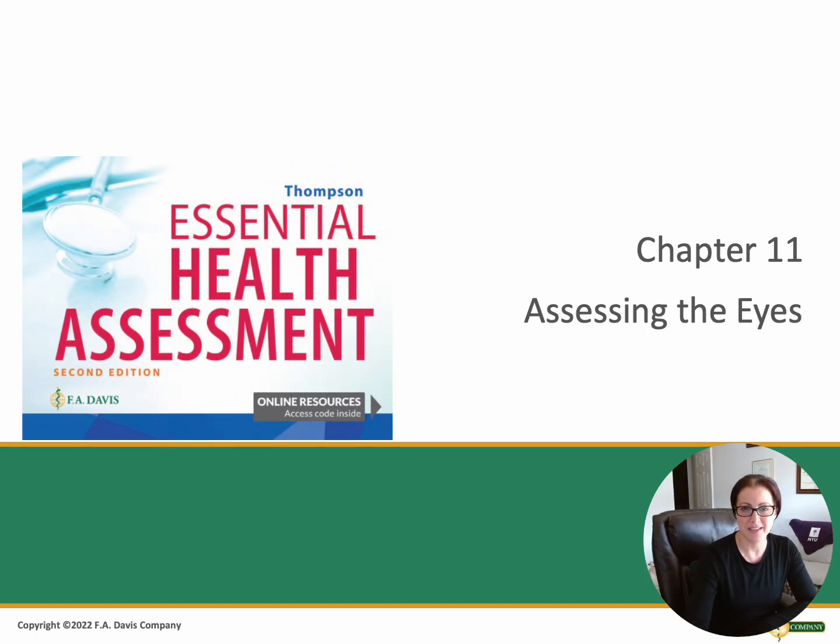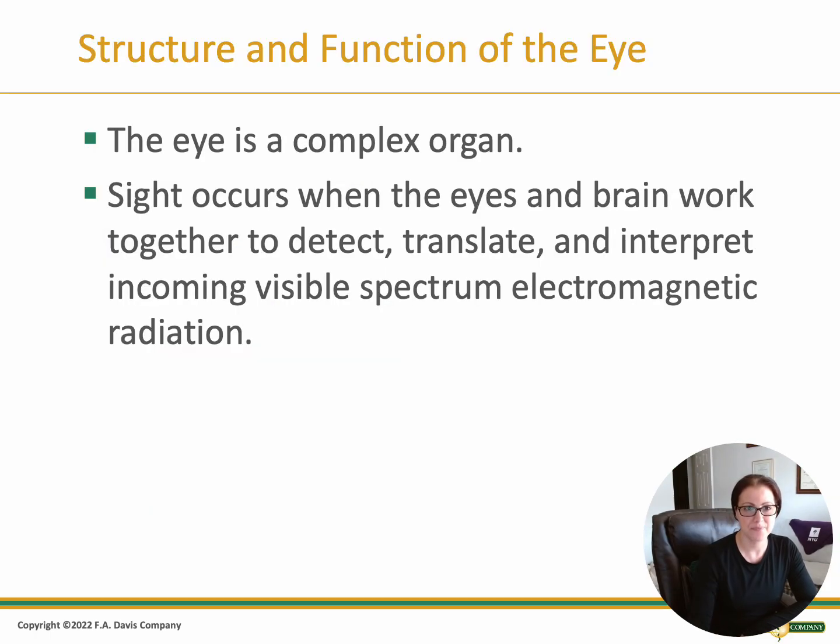Chapter 11, Assessing the Eyes. The eyes are a complex organ. Sight occurs when the eyes and brain work together to detect, translate, and interpret incoming visual spectrum electromagnetic radiation.